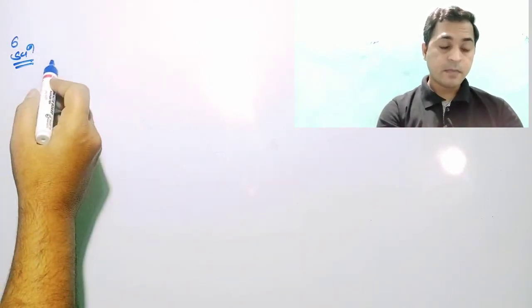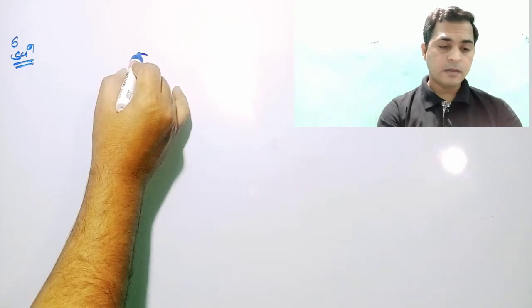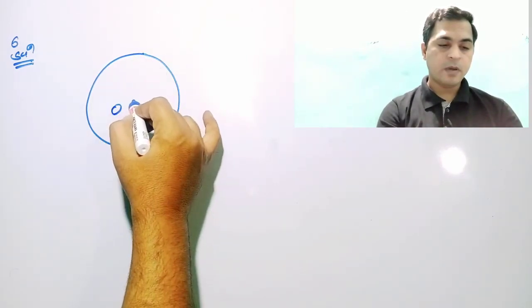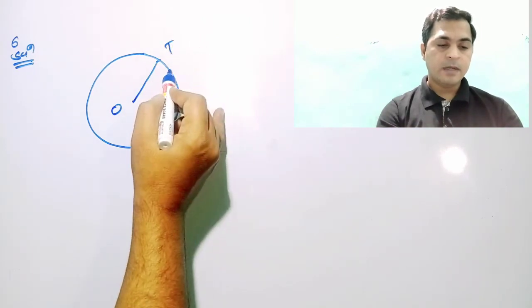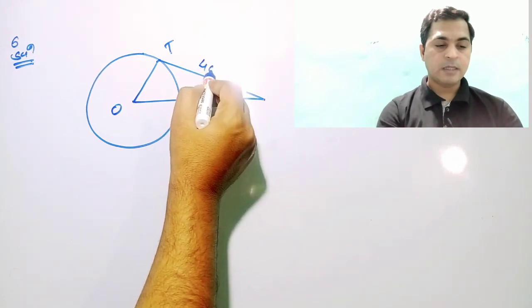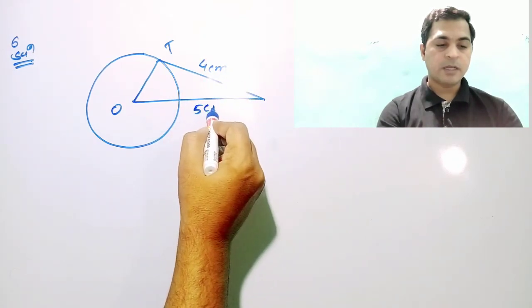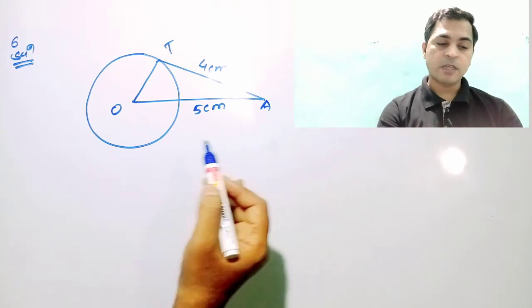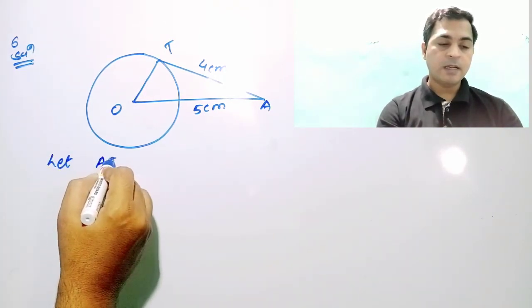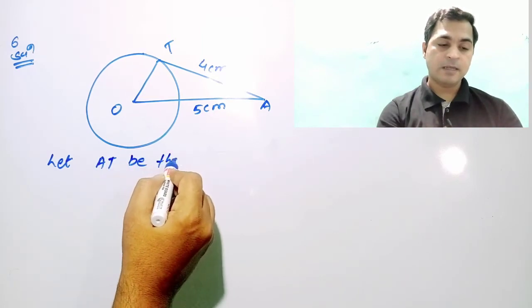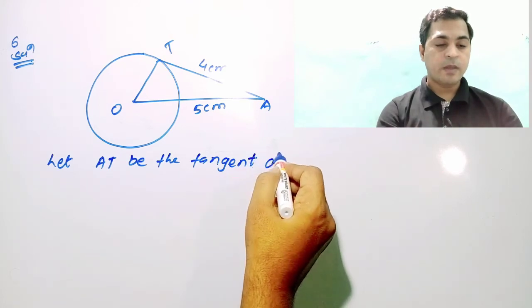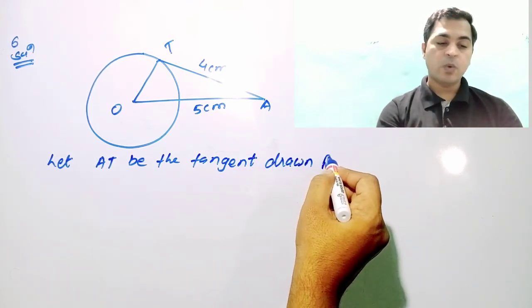Right? So this is the circle, and this is the center of the circle O. This is the radius. T is the point of contact. This is the tangent. The length of the tangent is 4 centimeter and the distance of the exterior point from the center is 5 centimeter. So we know that this is a right angle triangle where angle T is 90 degree. Okay students, so triangle ATO.